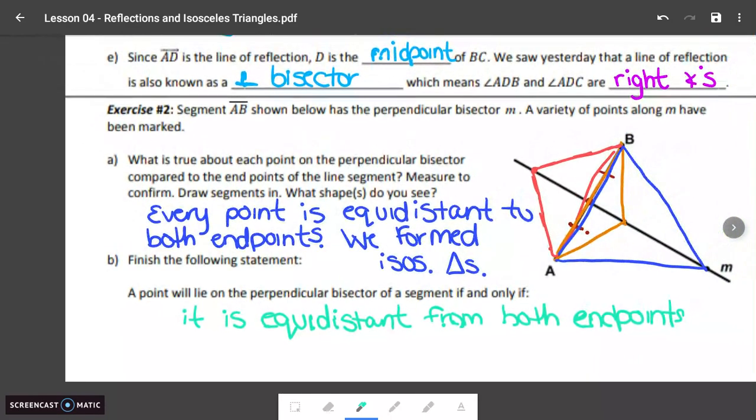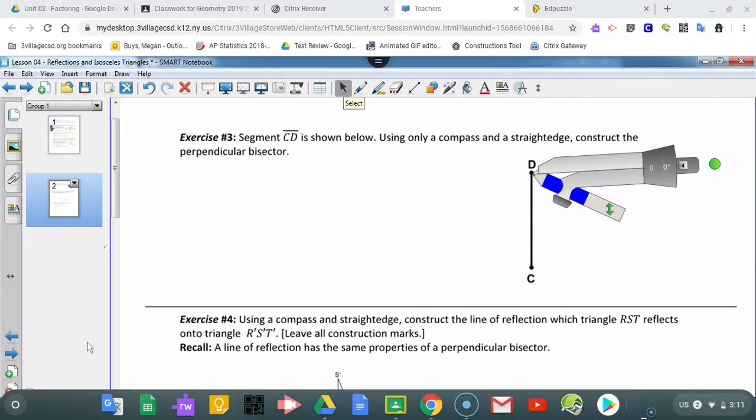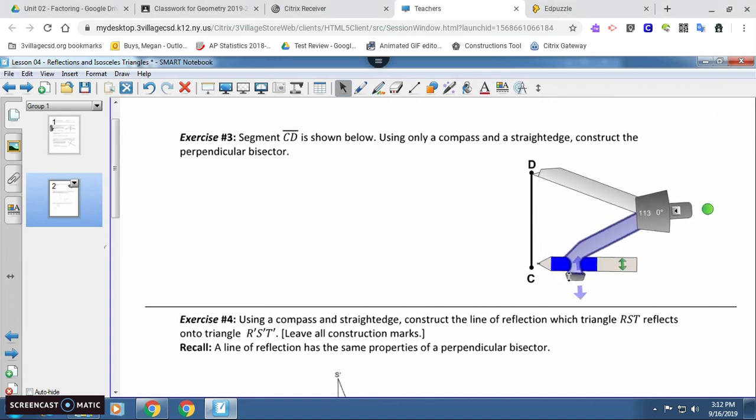Okay, on the next page, we're actually going to see how to construct some of these lines of reflections. So remember, when you're doing a perpendicular bisector, we're trying to bisect this segment. We're trying to cut it in half. So from CD, we can stretch our compass out the full length of C, but really, as long as we're more than halfway, we're okay.